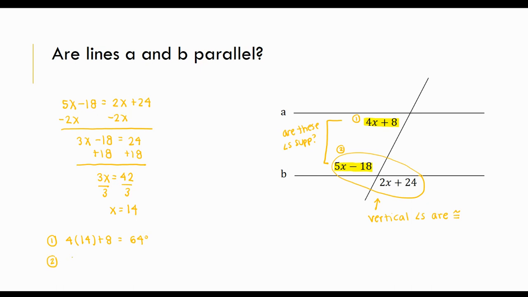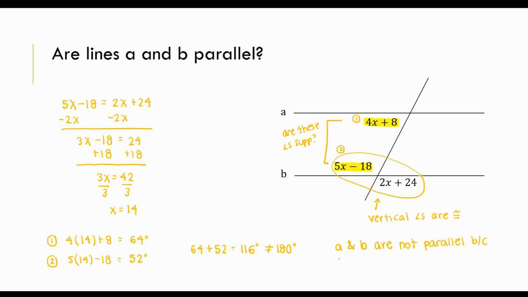Then when I substitute 14 into that 5x minus 18, well, 5 times 14 is going to give us 70. And when I subtract 18, I get 52 degrees. So I'm going to add those two together, 64 plus 52, and that is only going to give us a 116-degree angle. So because that does not equal 180, I do not have supplementary angles. So A and B are not parallel.